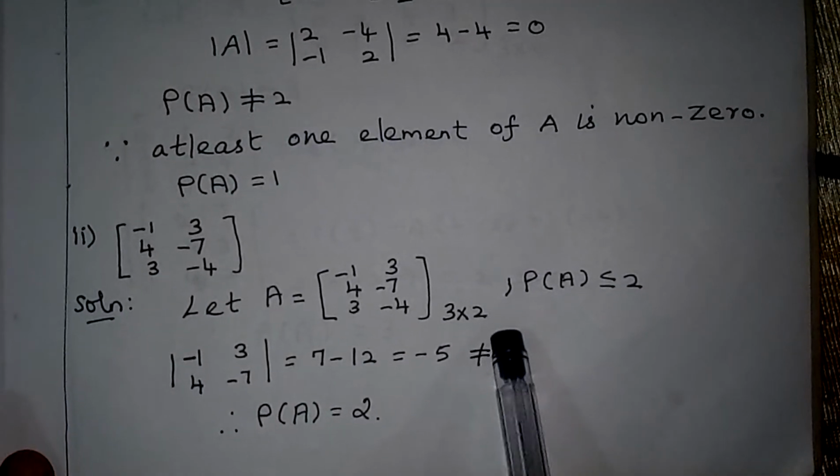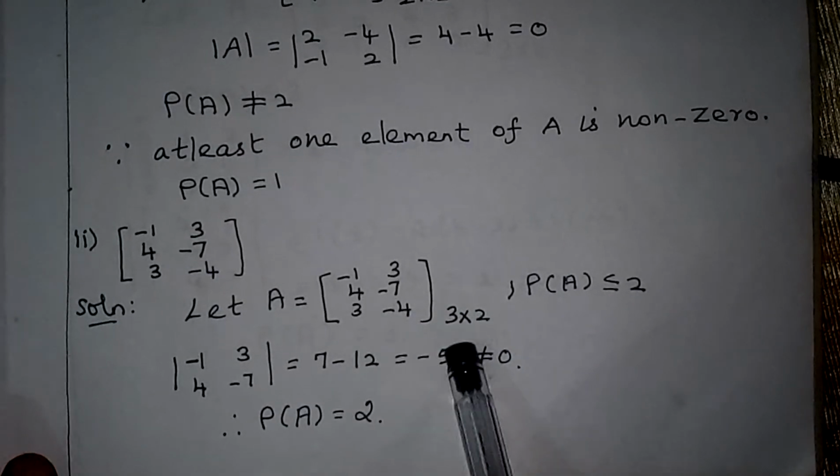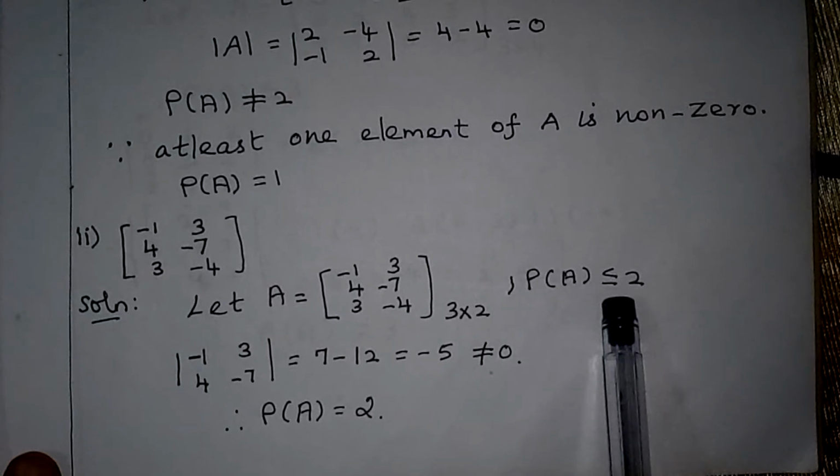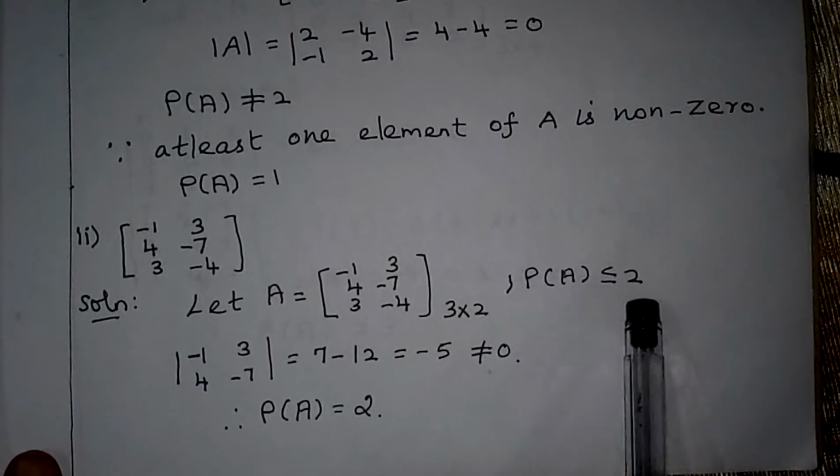3 by 2, isn't it? 3 rows are there and 2 columns. So what will be the rank of this? Rank of A will be less than or equal to the minimum of these two values. So it will be 2.